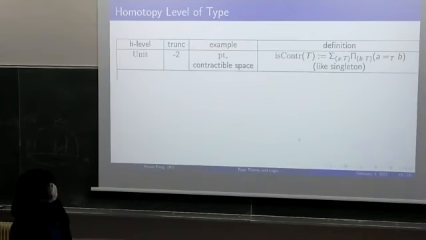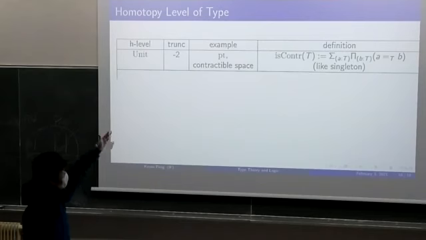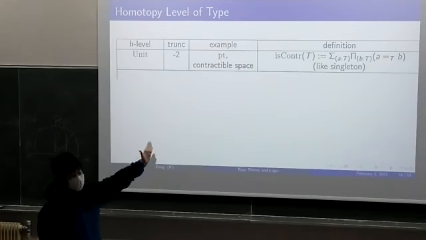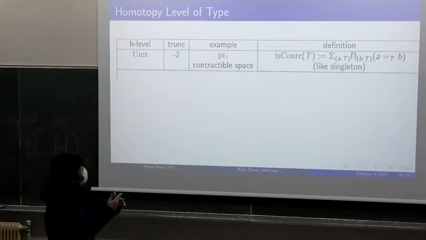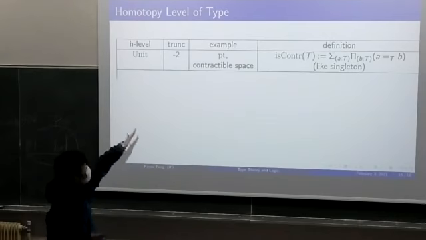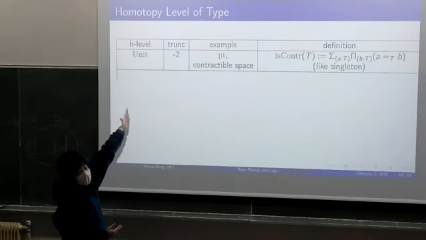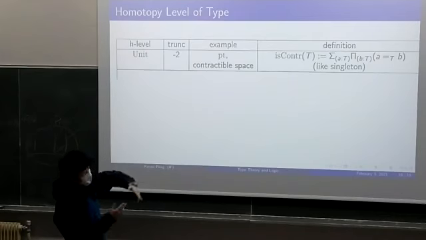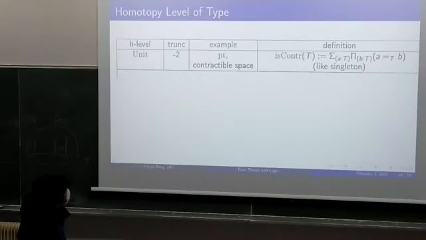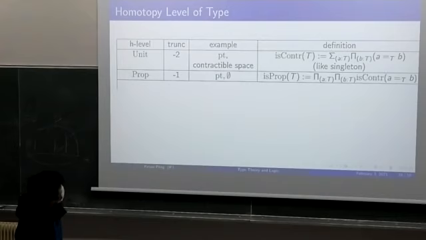So here is how we begin. We begin with the unity type. These are the contractible spaces. So this is all the contractible spaces, containing for example the point, or contractible space. And we denote this truncation level minus 2, but there is a reason for it.